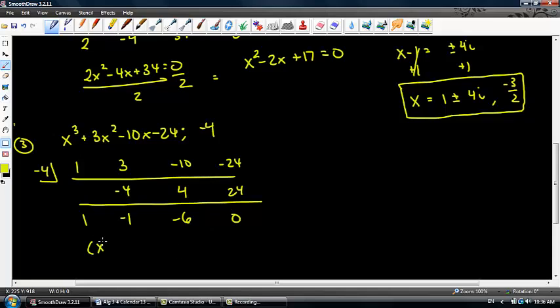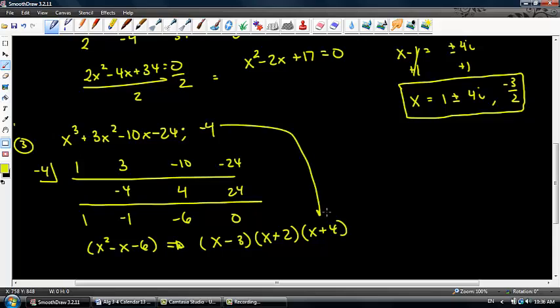So my polynomial is going to be x squared minus x minus 6. Now that can actually be factored. That is x minus 3 times x plus 2. And don't forget that x plus 4 was the factor that came from here. So that means that my zeros are going to be at x equals 3, negative 2, and negative 4.